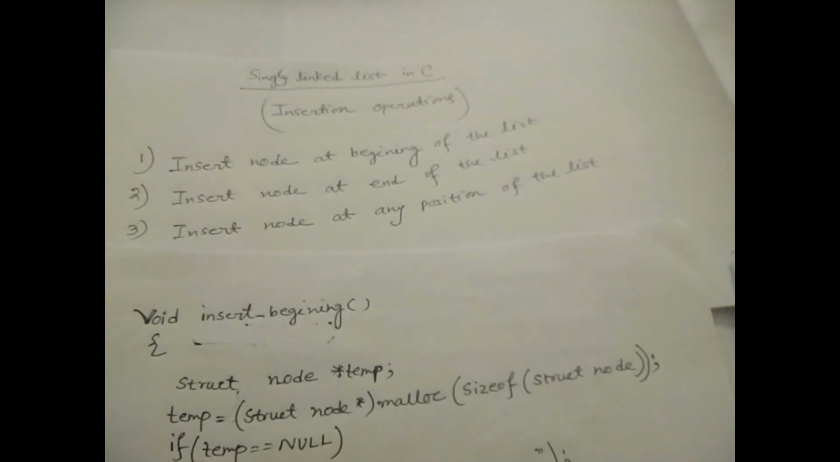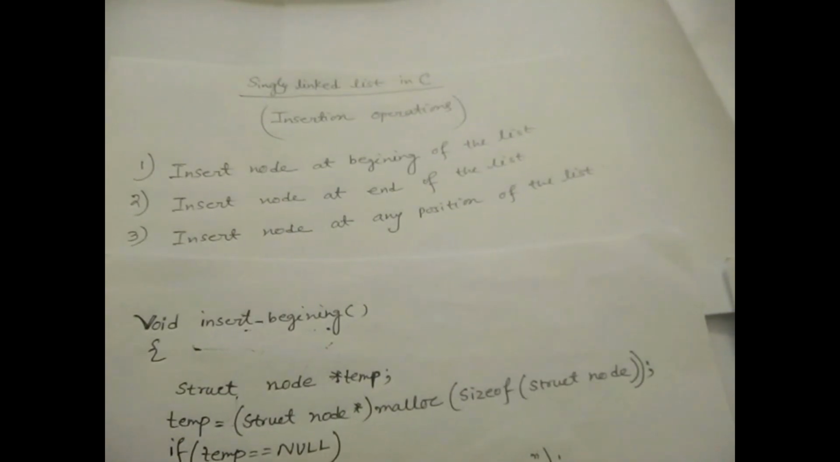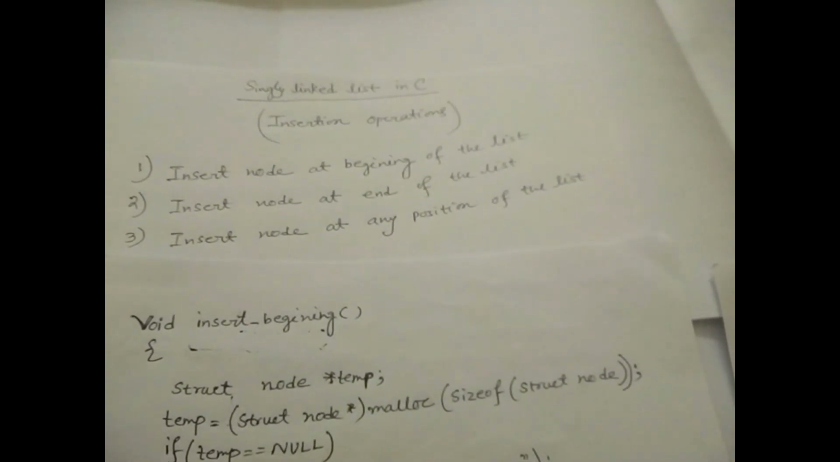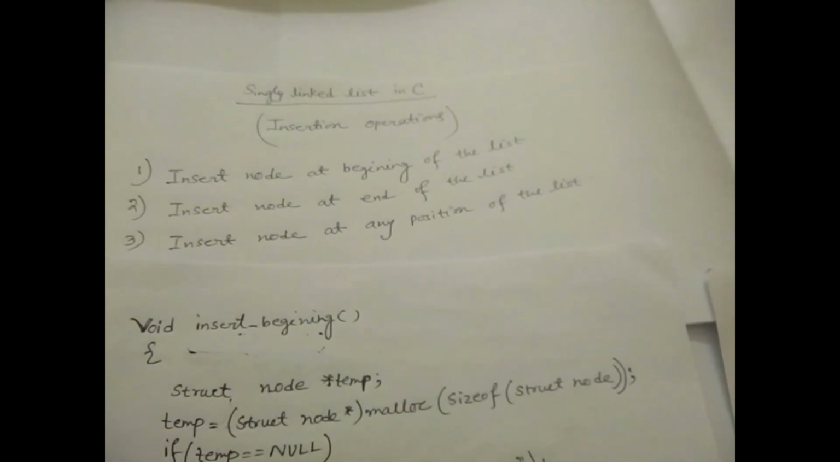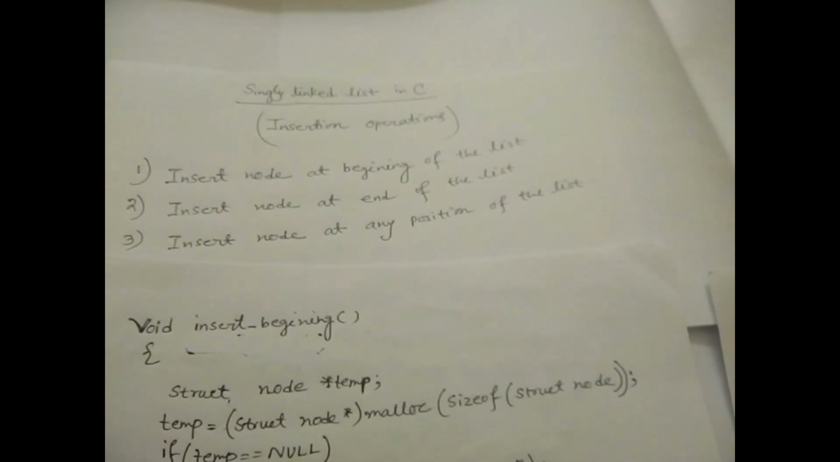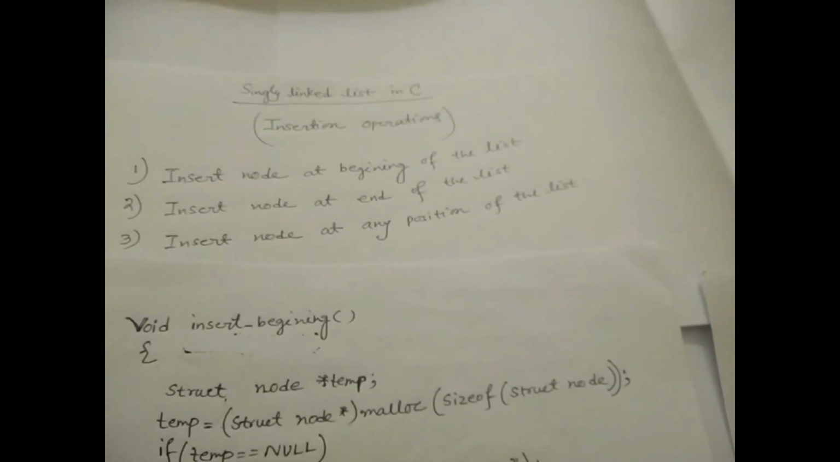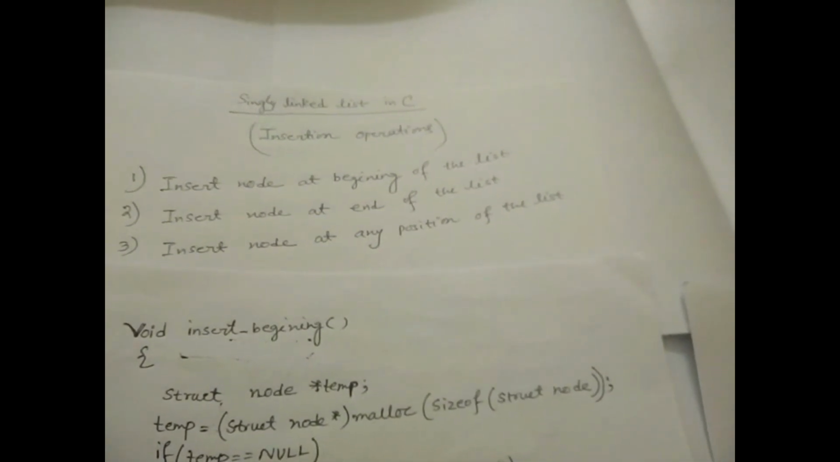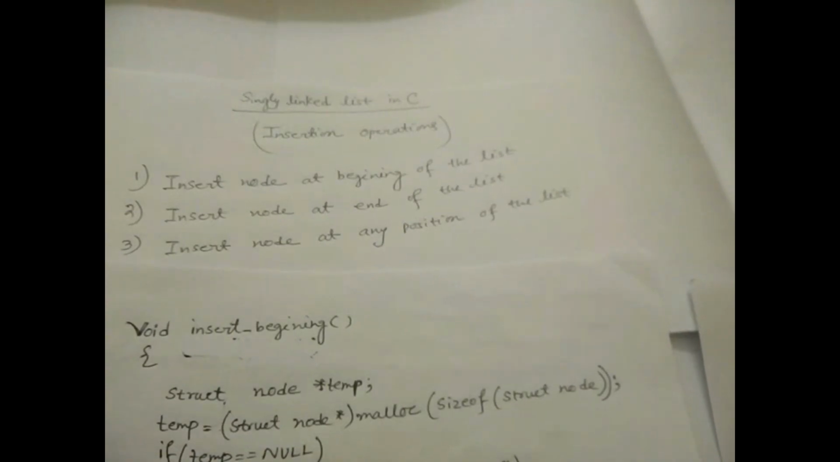In my previous video I have discussed the basic portion of single linked list, the concept of stack and heap memory, and how nodes are created and how the list is created. If any confusion on these topics, please watch that video. Now I will discuss how to insert node at the beginning of the list with the help of C program.